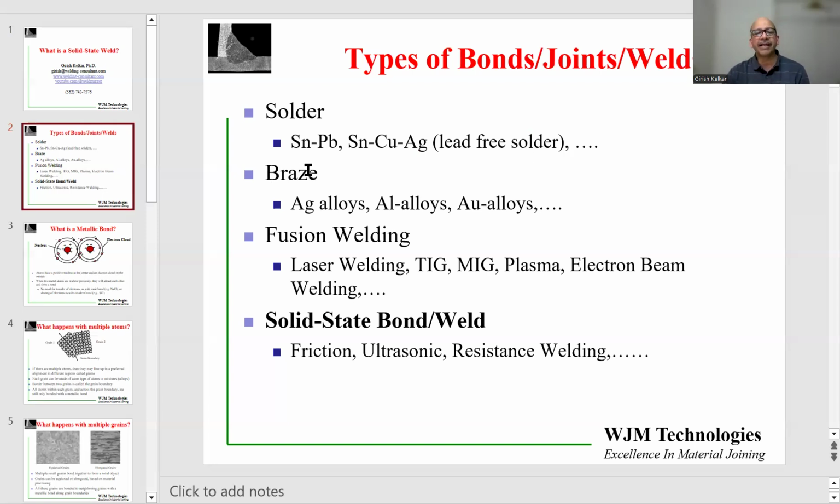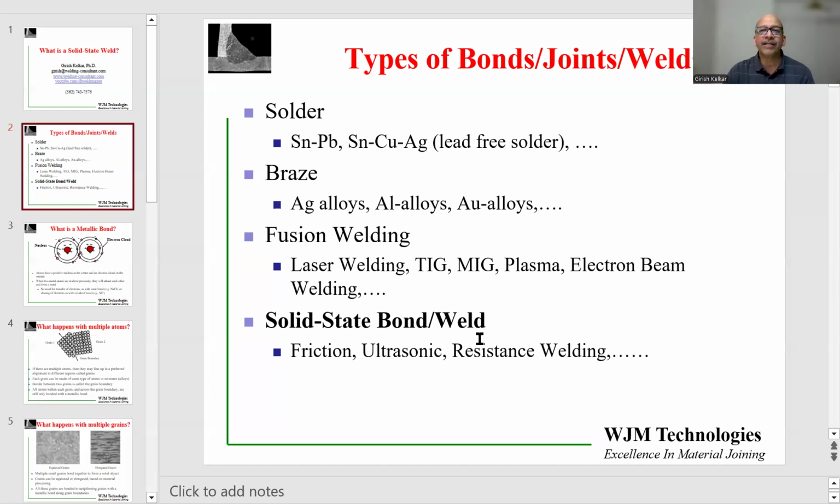Brazing is similar to soldering, except that the filler alloy that we add is a higher melting point alloy, but the base metals still do not melt. Fusion welding is perhaps the most well-known in terms of welding, and that includes laser welding, TIG, MIG, plasma, and so on. And fusion welding, as the name implies, produces a fusion between the two parts being joined, and you might be actually adding a third alloy in there as well. The fourth one is the solid state bond or a solid state weld. And that includes friction, ultrasonic, resistance welding, and many others.